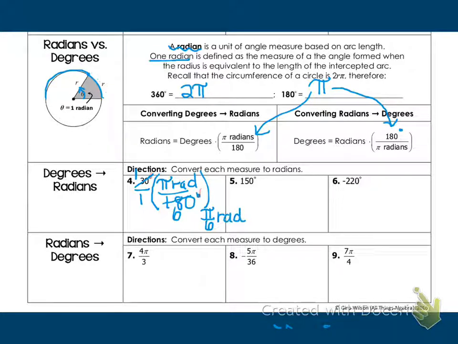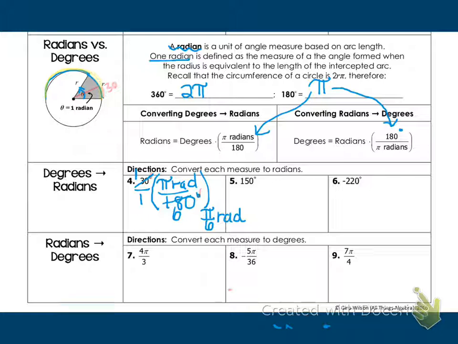So 30 degrees is equivalent to pi over 6 radians. Now think about what that means. So 30 degrees on the circle over here would be like, say maybe right there, that's about 30 degrees. And that's 1/6 of the way from going all the way to pi, which is all the way over here. So that is 1/6 of the way to 180 degrees is what that's saying.